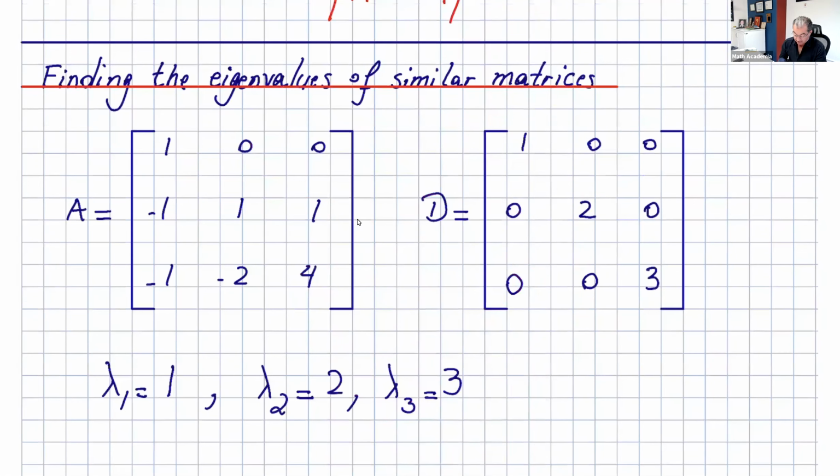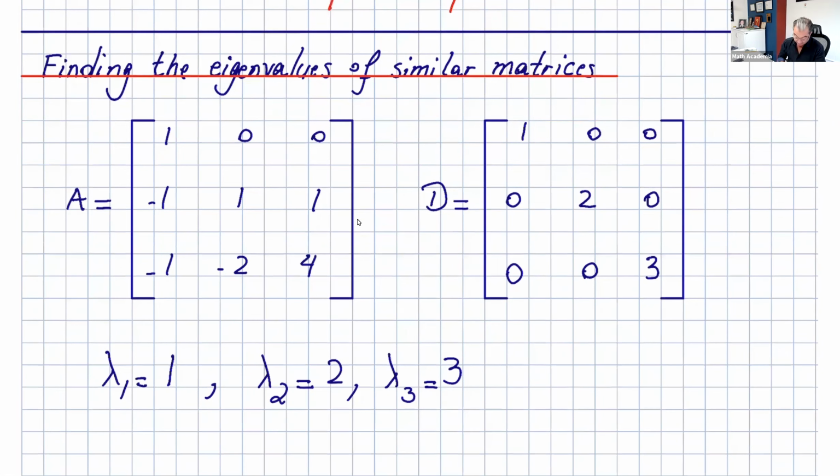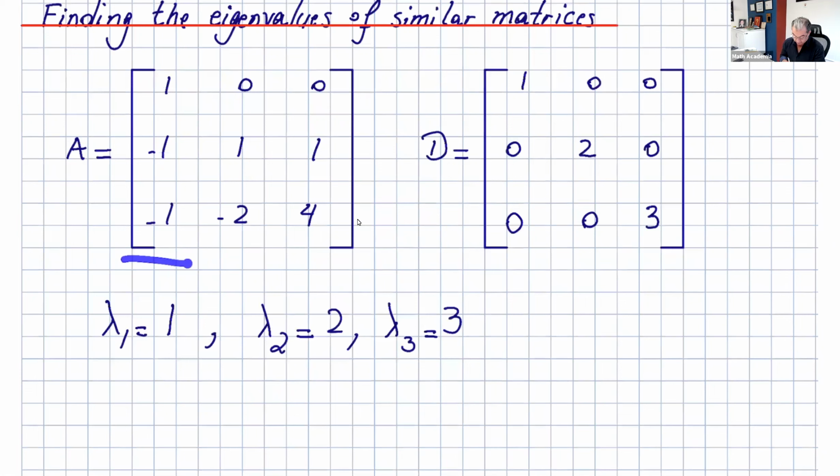Now, finding the eigenvalues of similar matrices, where they have the same eigenvalues. If you have this matrix and you find a similar matrix to it, I'll show you how you can do that, you can get this diagonal matrix with entries 1, 2, 3. We know the eigenvalues of this matrix are just the entries of the diagonal. Please check the lecture on eigenvalues. So the eigenvalues of this matrix will also be 1, 2, and 3.